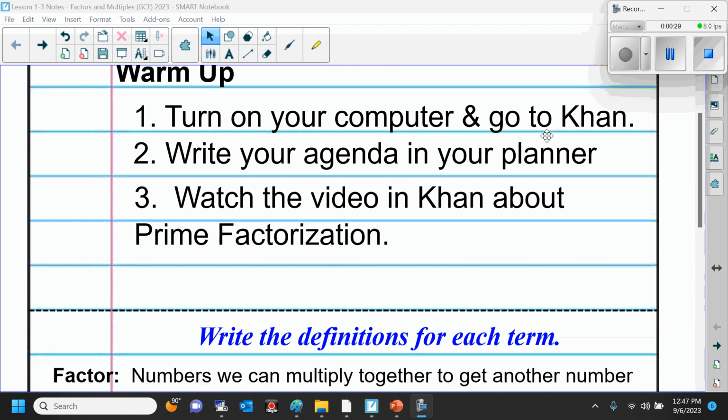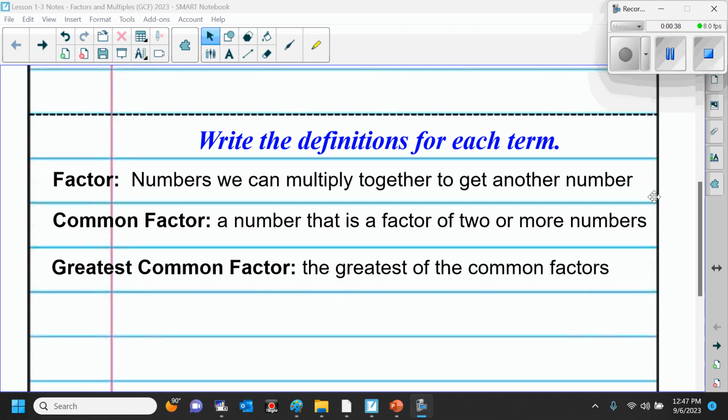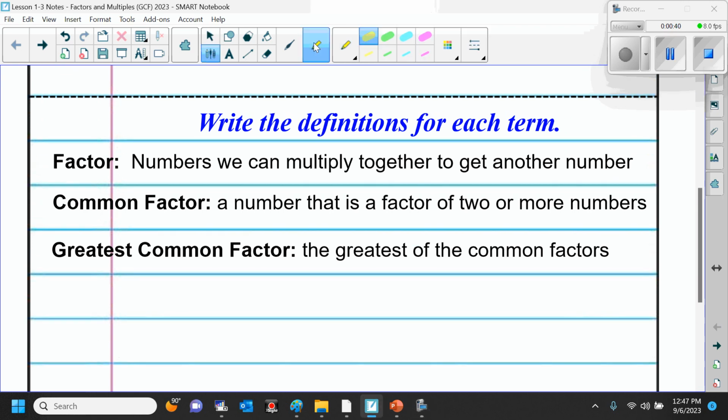So, we are going to first write down the definitions for each of those terms. Okay? We have the factor, and factors are numbers we can multiply together to get another number. So, for example, if we had 14, we can multiply 1 times 14. We can multiply 2 times 7. Those are factors of 14, okay?